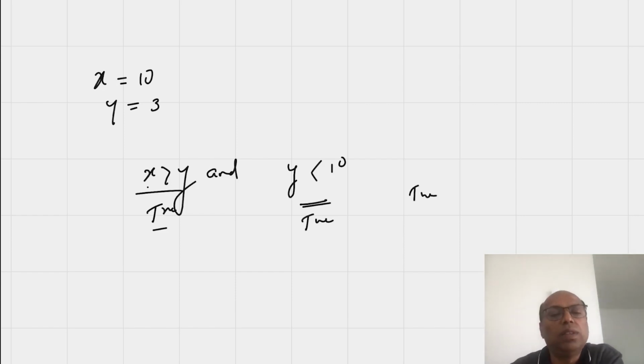The result is true. If this side is true and this side is false, the result is going to be false. If this side is false and this side is true, the result is going to be false. If both the sides are false, the result is false.